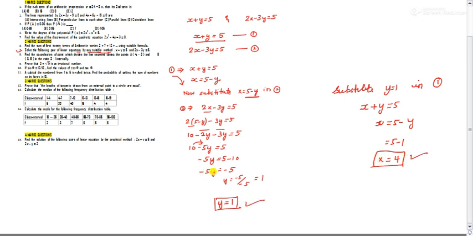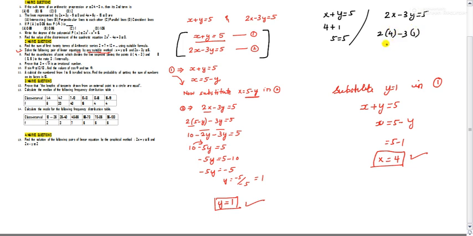After getting the values, you can check whether your answer is right or wrong. How? You have these two equations. Substitute them in both of them and check it. x plus y is 5. Here x is 4, y is 1. 4 plus 1 is 5. Now check it for the other as well. 2x minus 3y is 5. So 2 into 4 minus 3 into 1. 2 4s are 8. 8 minus 3 is 5. So again you are getting 5.